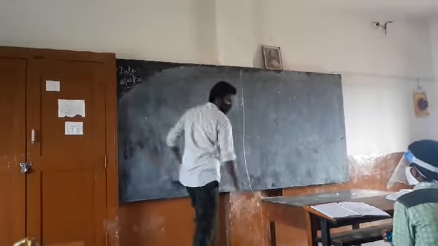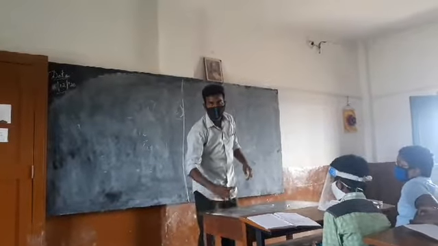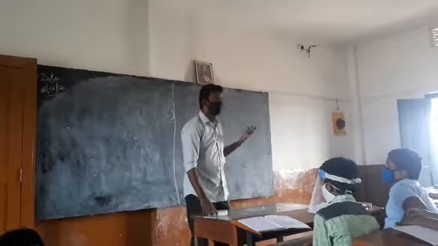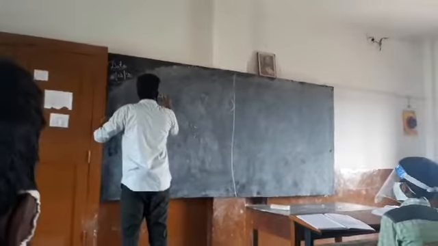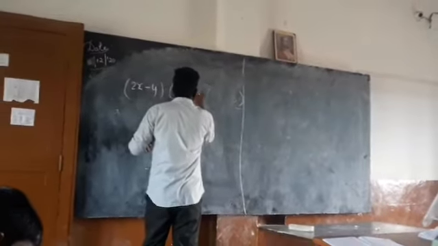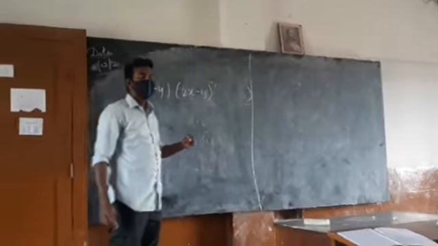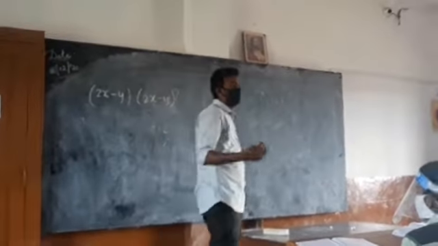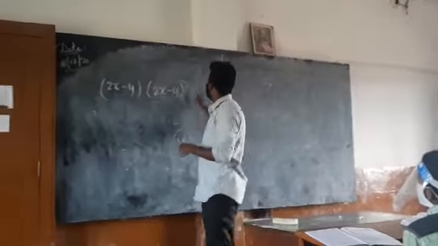What may be the other kind of formula? (a minus b) whole square. Suppose this is my binomial, and I take another binomial and multiply it. x into x, x square. It's okay. Very, very good.